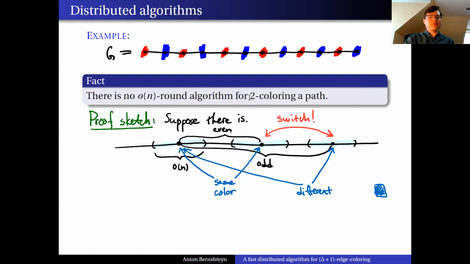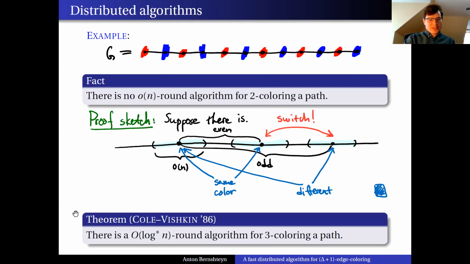Well, how about three coloring? How many colors do you need? Just to complete this slide, a fairly early result of Cole and Vishkin shows that if we want to three color a path, we can do it using a big O of log star n round algorithm, where log star is the iterated logarithm, the number of times the log function has to be iteratively applied to make the answer less than one. So it's the inverse of the tower function, I guess. So it's pretty small. So once we move from 2 to 3, the situation improves dramatically.